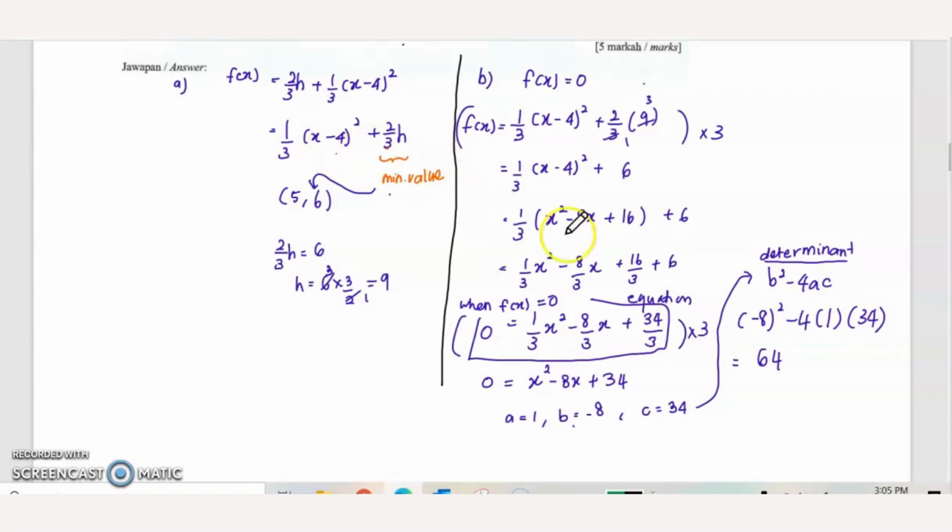So 136 here. And we get negative 72. So means that when it goes to negative 72, so this discriminant is less than 0. So when b squared minus 4ac less than 0, what happened to the roots? The root is no real roots. Okay, no real roots.